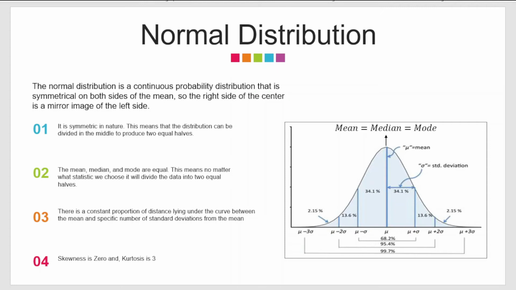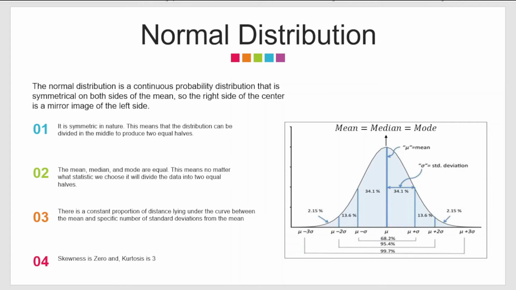Then there is a constant proportion of the population lying under the curve between the mean and a specific number of standard deviations. It means that the population within one standard deviation below the mean is equal to the population within one standard deviation above the mean. In many books and blogs, you will see something like mean plus or minus one standard deviation containing 68.2% of the population, and so on, which you can see in the picture as well. The skewness is 0 and kurtosis is 3 for the normal distribution. So that's the brief about normal distribution.